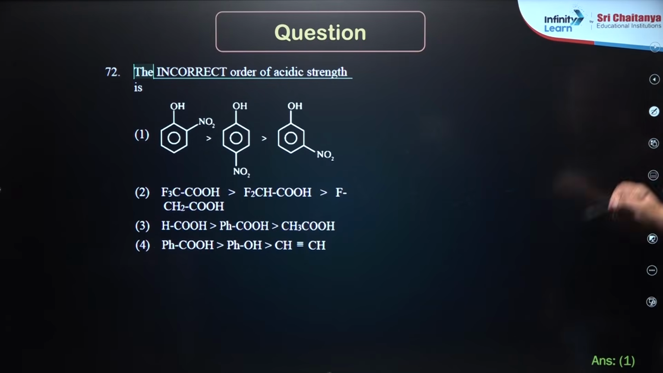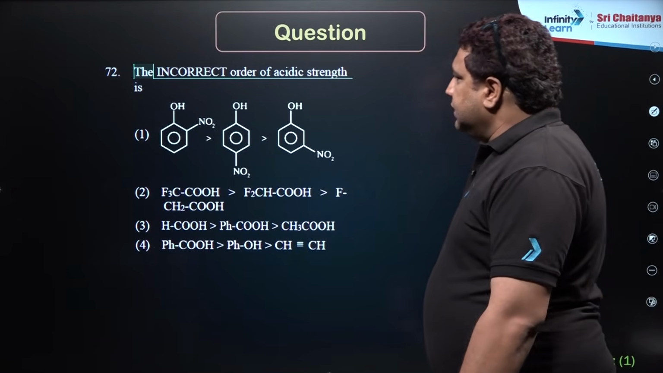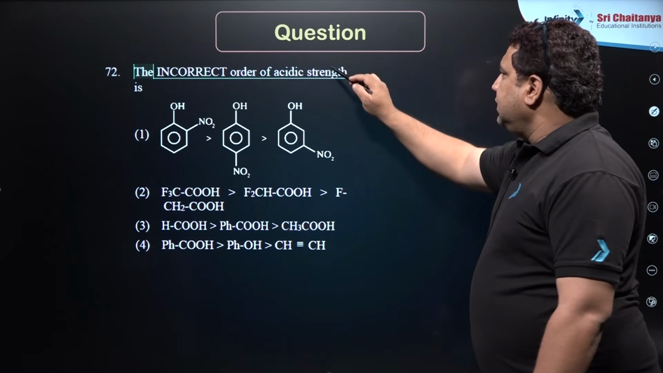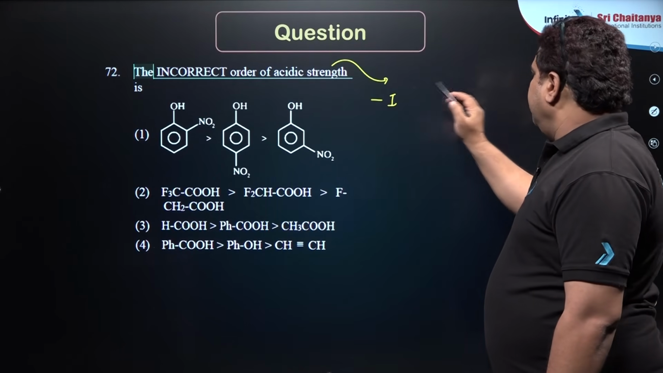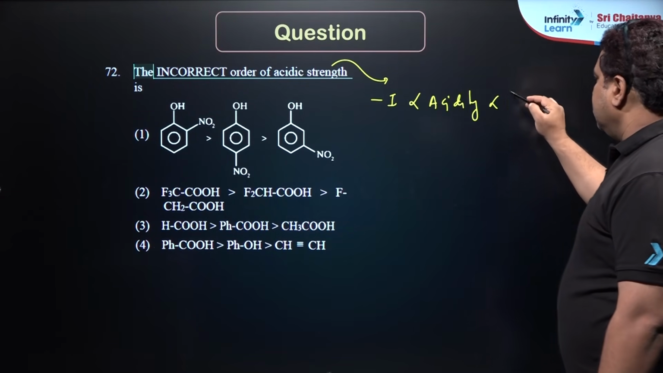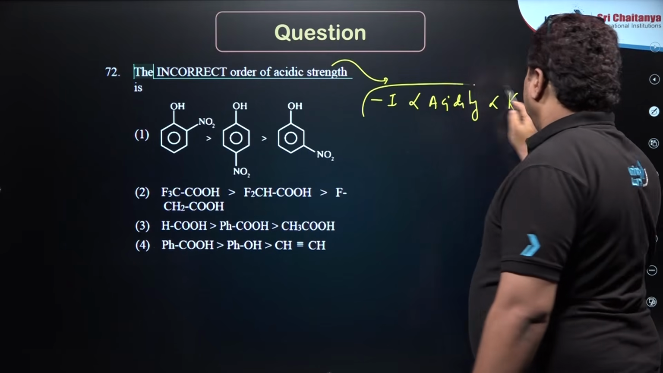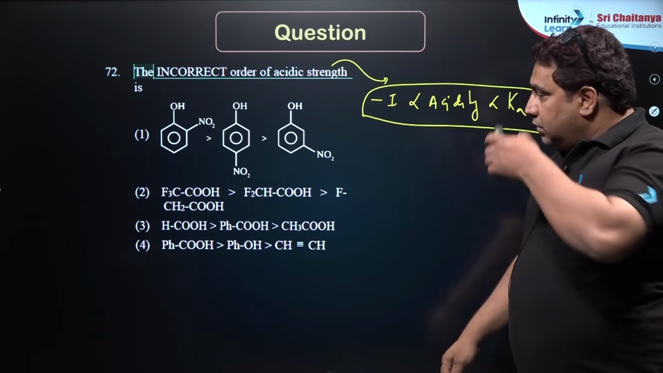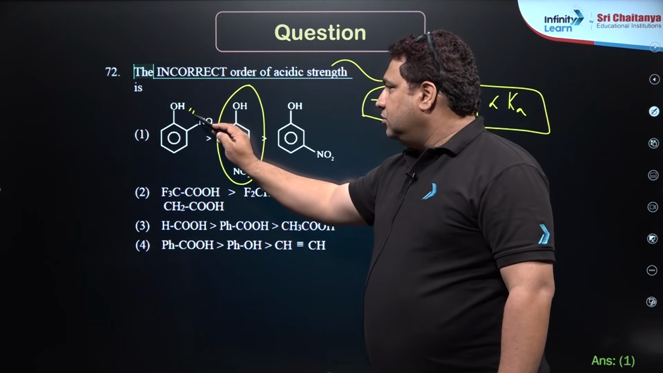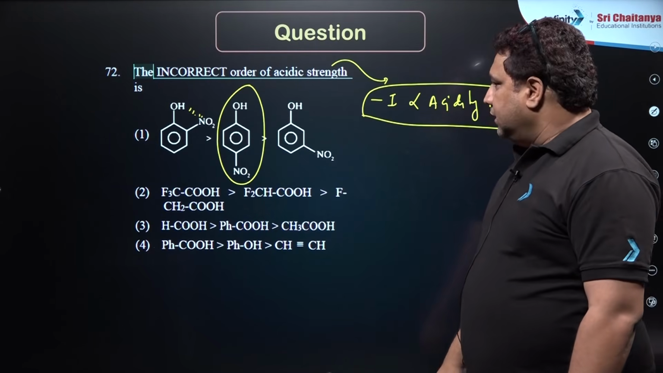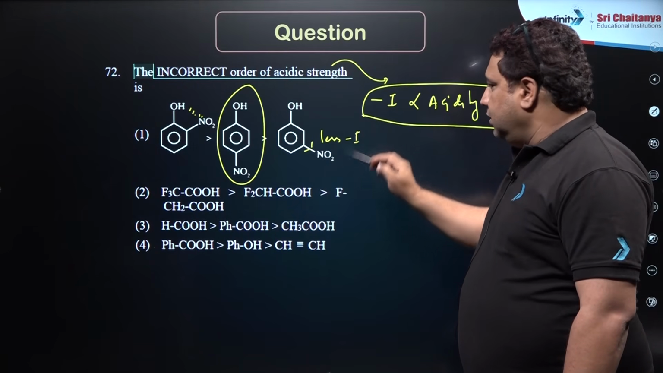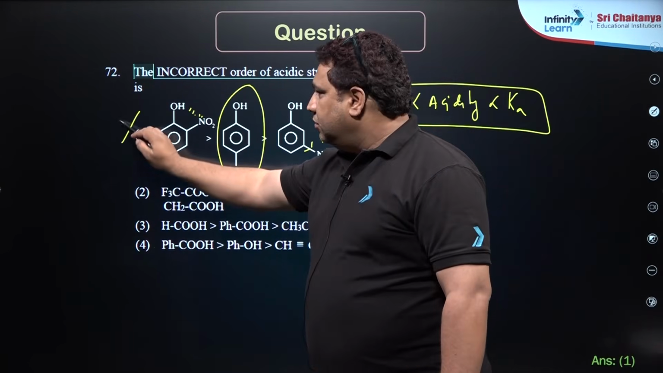Now next is the incorrect order of acidity. We have done this in the beginning of the class also, you can see. So acidic strength is proportional to minus I effect. It is proportional to Ka value. So here you can see actually para is more acidic. Ortho is less acidic because of intramolecular hydrogen bonding. And here you have less minus I effect. Hence, first one only is wrong.